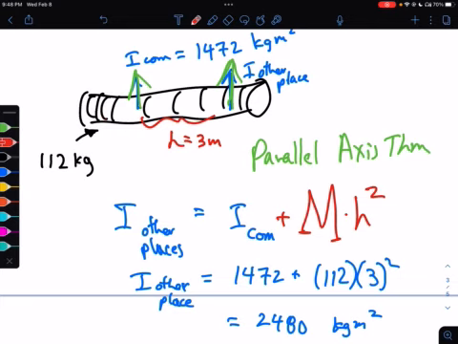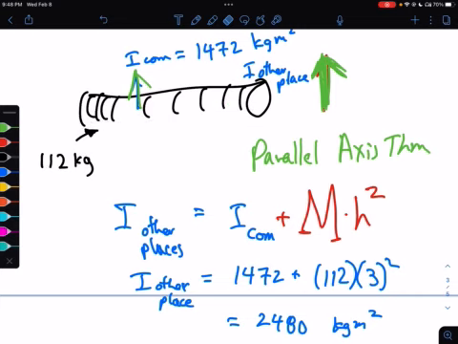A recap: you can find the I at other places. By the way, even places that are off of the rod, they don't have to be on the rod or even near the rod. They just have to be a line pointing straight up and down. So you could travel 300 meters if you like, go way past the rod, and you could use this as your other place. And this new rule allows you to take the old ICOM and just add on total mass times shift squared. And that's just pretty cool.